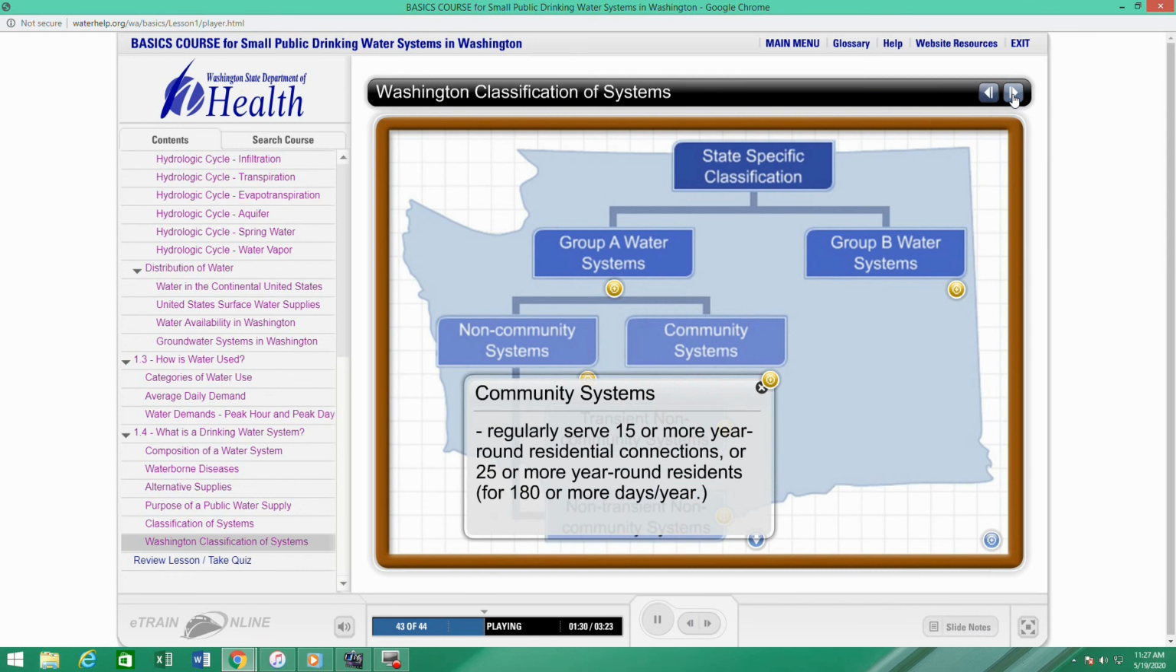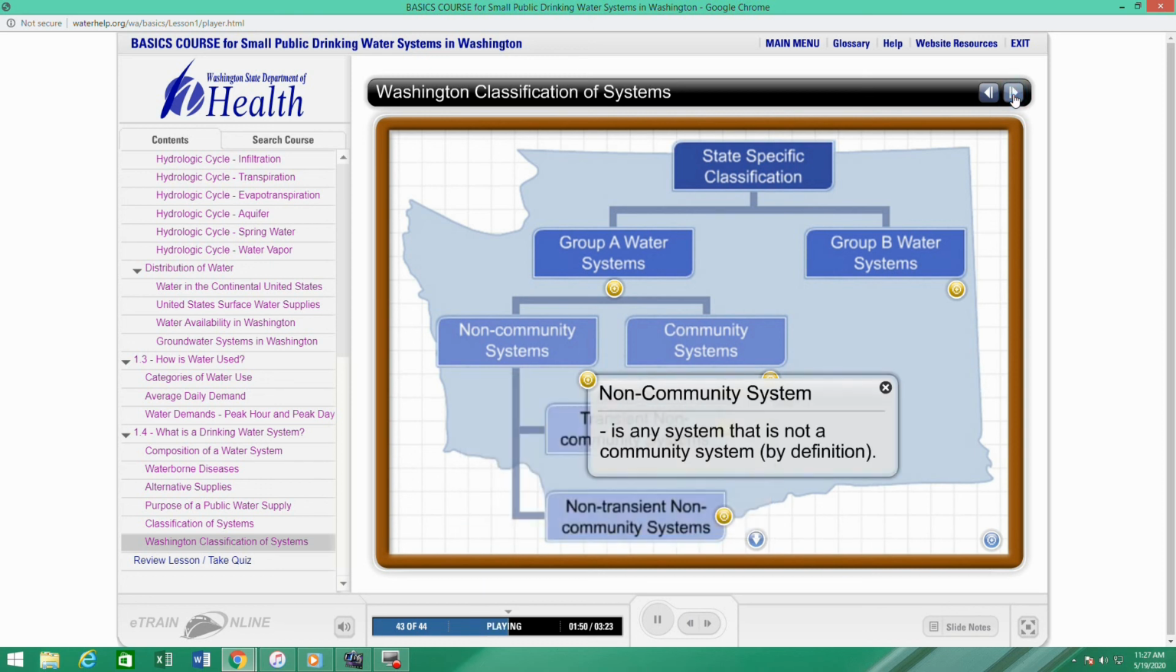Community systems regularly serve 15 or more year-round residential connections or 25 or more year-round residents for 180 or more days per year. A non-community system is any system that is not a community system by definition.